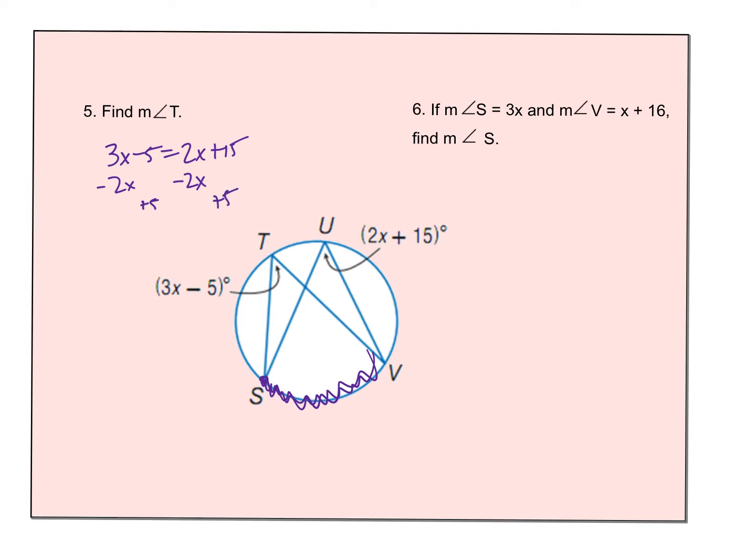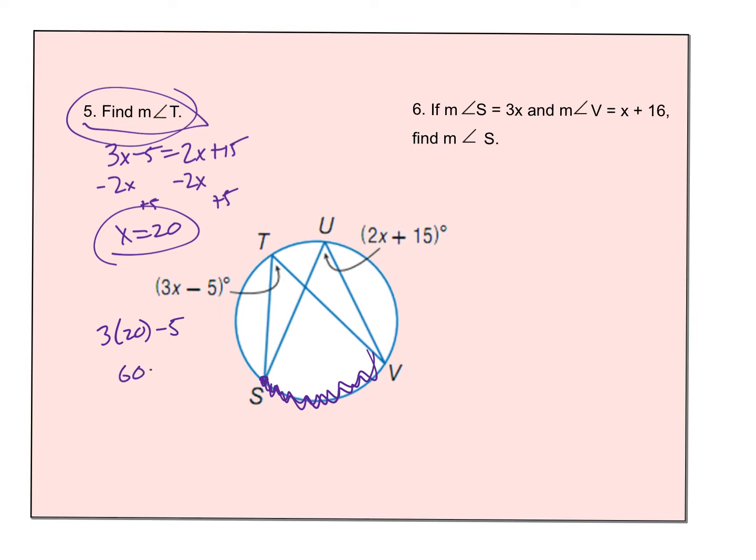So add 5. So x was equal to 20, but we're not done. They want to figure out what angle T is. So I just want to substitute that in there. I get 55. I hope I'm right.